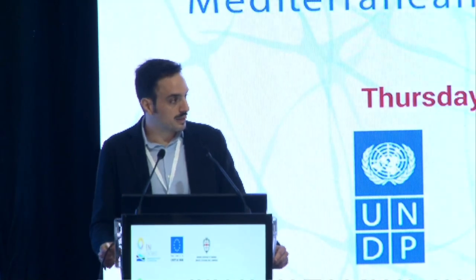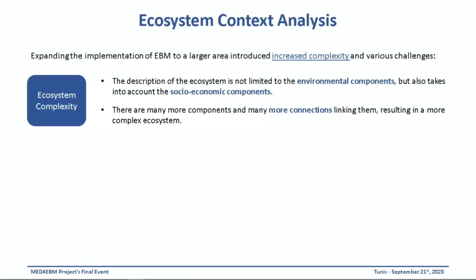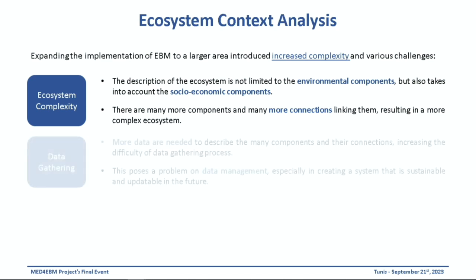So expanding the implementation of ecosystem-based management in a bigger area increased the complexity, of course, for us. In terms of ecosystem complexity, we have a bigger number of environmental components to address, as well as new socioeconomic components to address. And considering the bigger number of components, we have many more connections linking them.